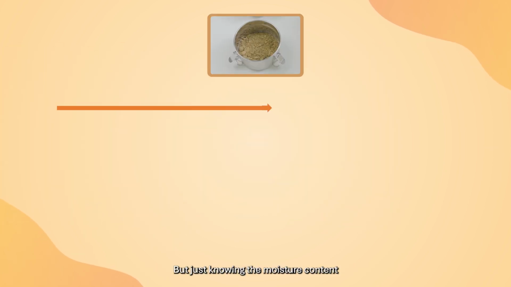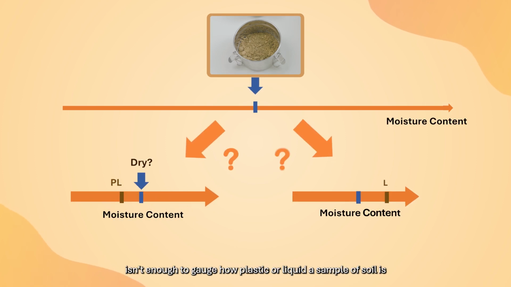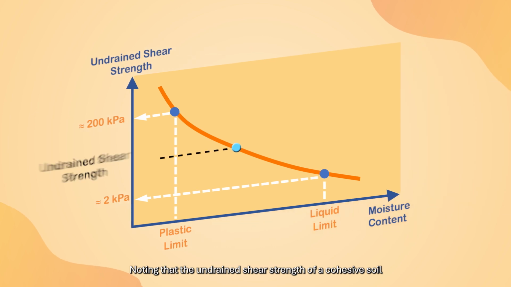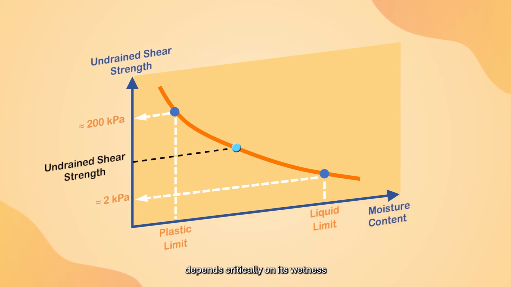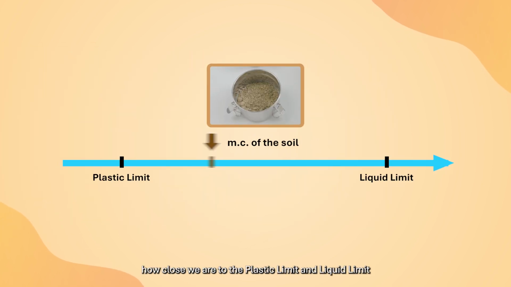But just knowing the moisture content isn't enough to gauge how plastic or liquid a sample of soil is. Simply put, we don't know the wetness of the soil simply from moisture content alone. Noting that the undrained shear strength of a cohesive soil depends critically on its wetness, we need something better to assess how close we are to the plastic limit and the liquid limit.